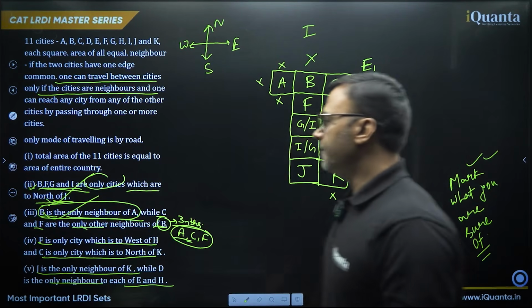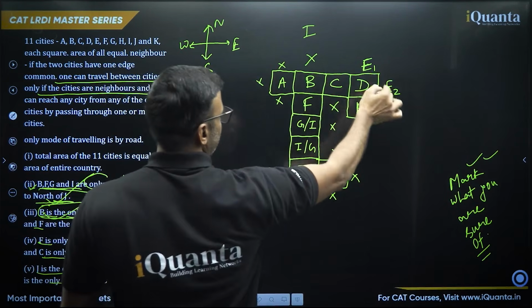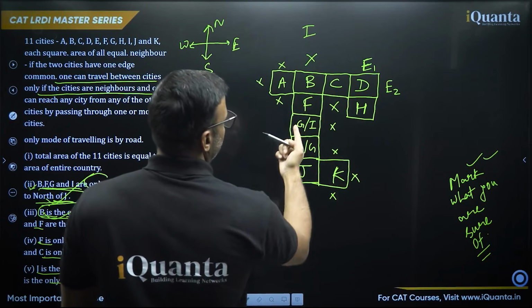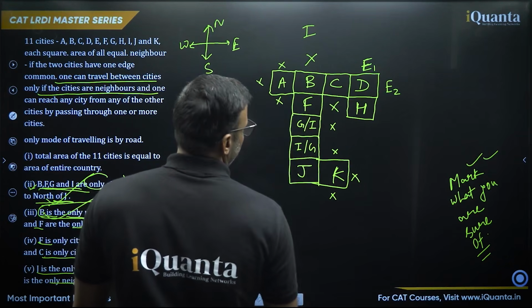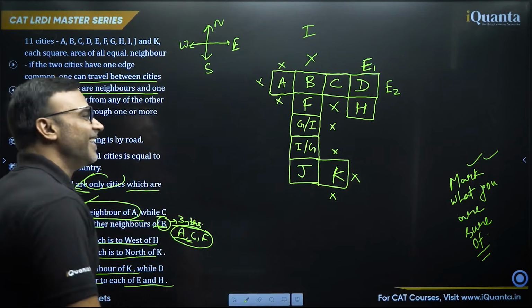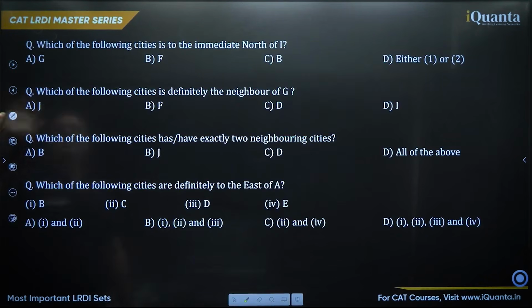Very forcefully. So now we have two possibilities for E. We have fixed all the other things. We have not been able to identify the position of G and I, but we are aware that it will be one of these. Done, that's it. Let's look at the questions now.